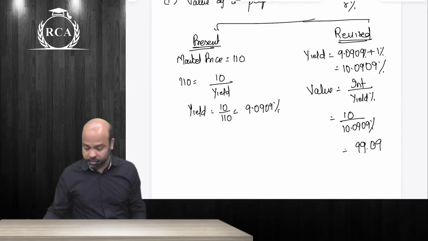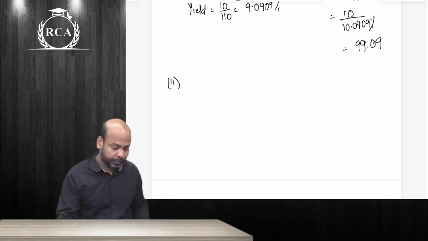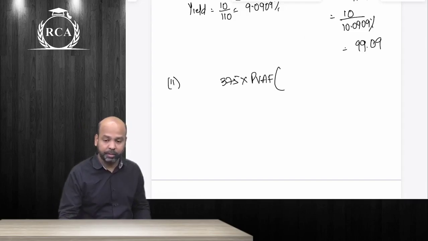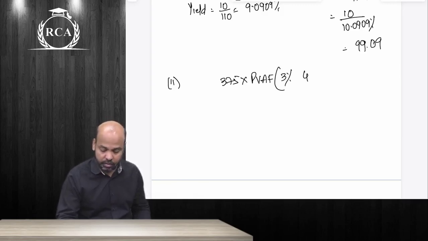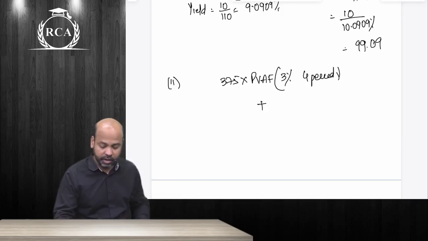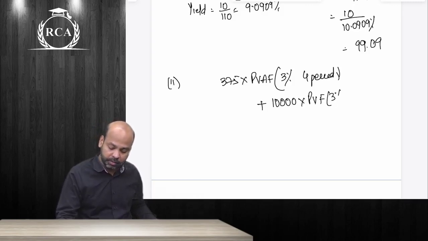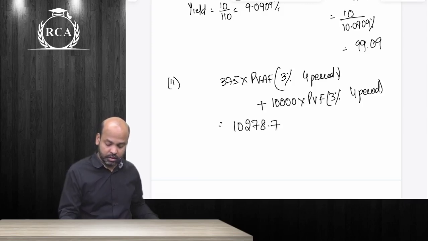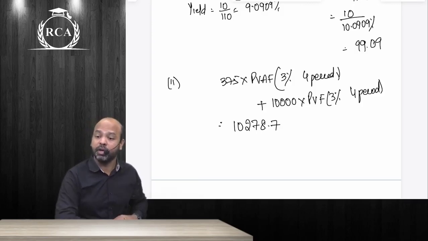The answer, guys, to the second bit. Can you tell me what's the semi-annual coupon amount, guys? I'm writing the answer directly, beta. 375 into PVAF. What is the discounting rate per annum? So that'll be 3%, guys, for every 6 months. 4 periods. Plus, what is the redemption value? 10,000 multiplied by present value factor at 3% for the 4th period. How much will this become, guys? 10,278.7, guys. This will be the required value. Is everyone done with this?